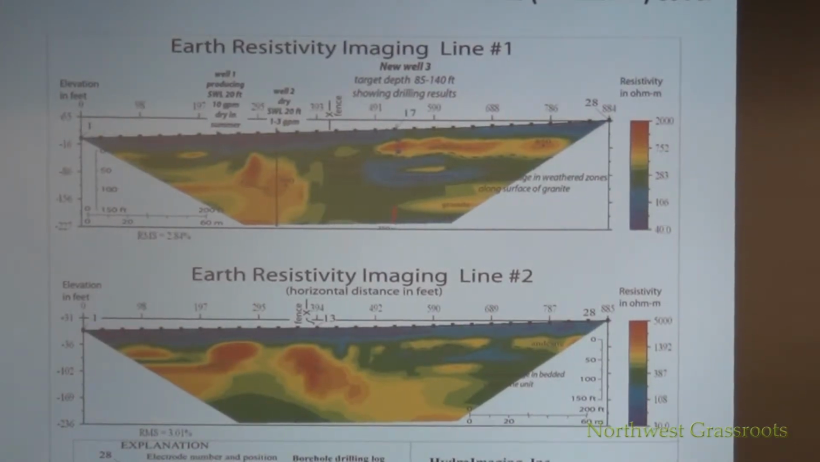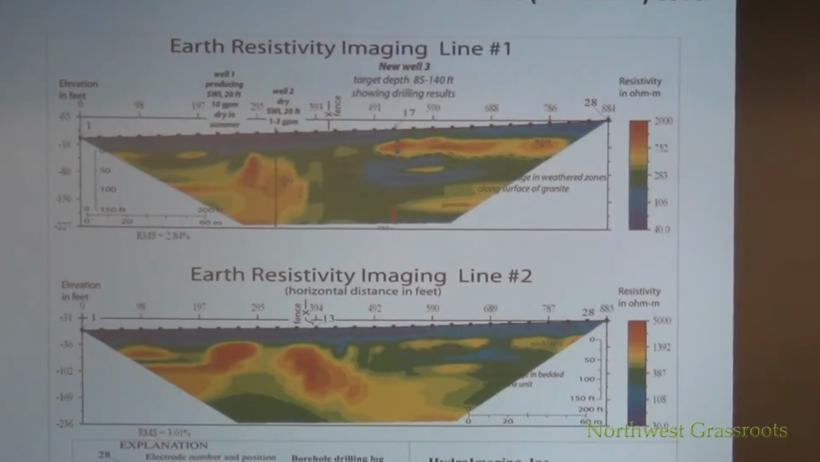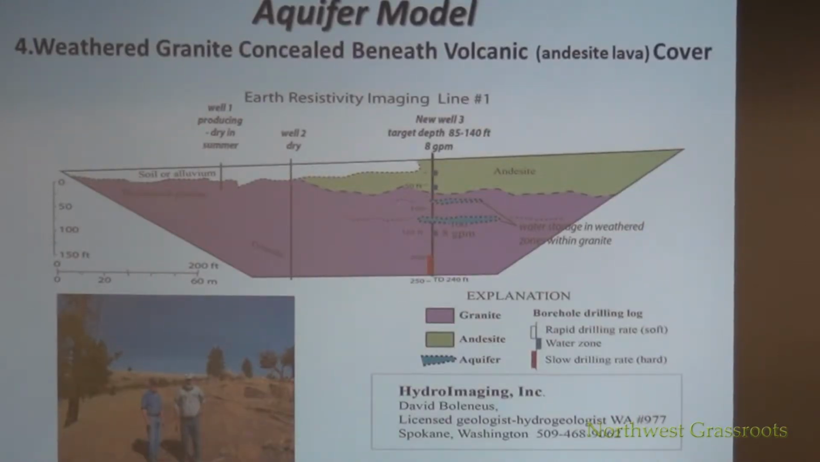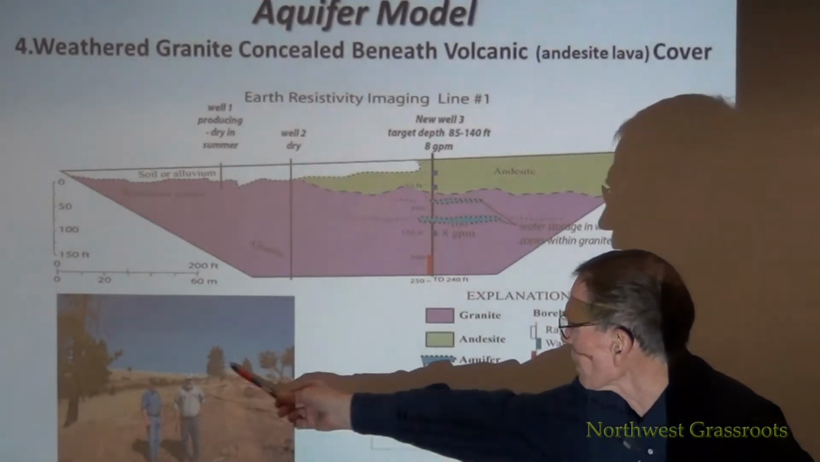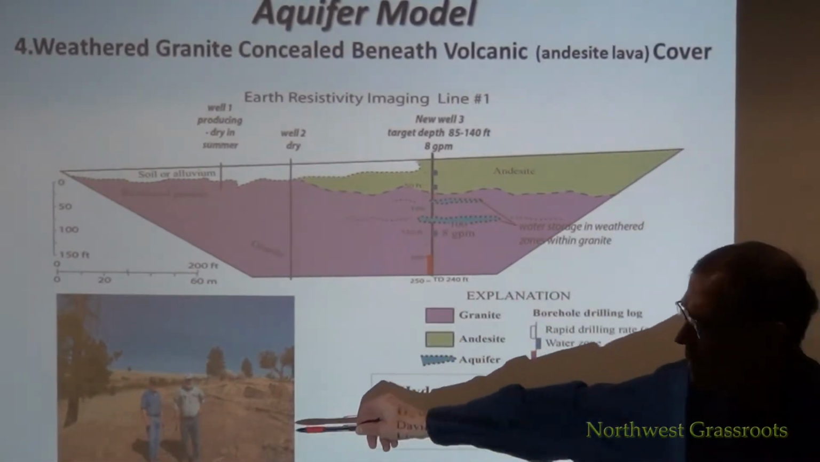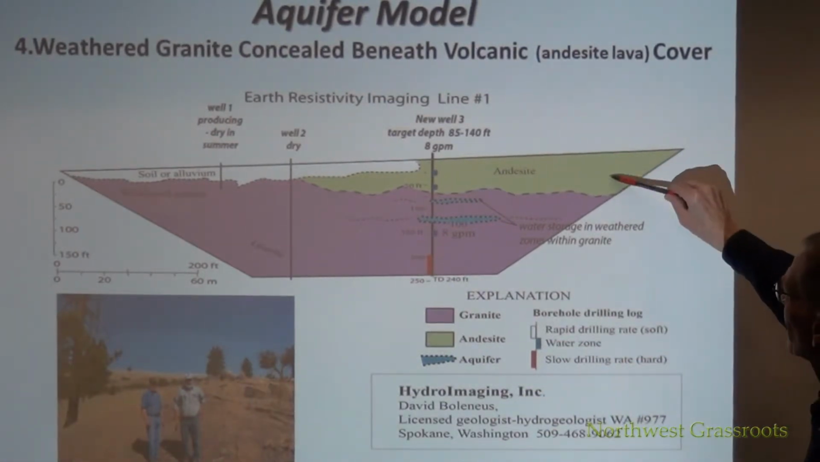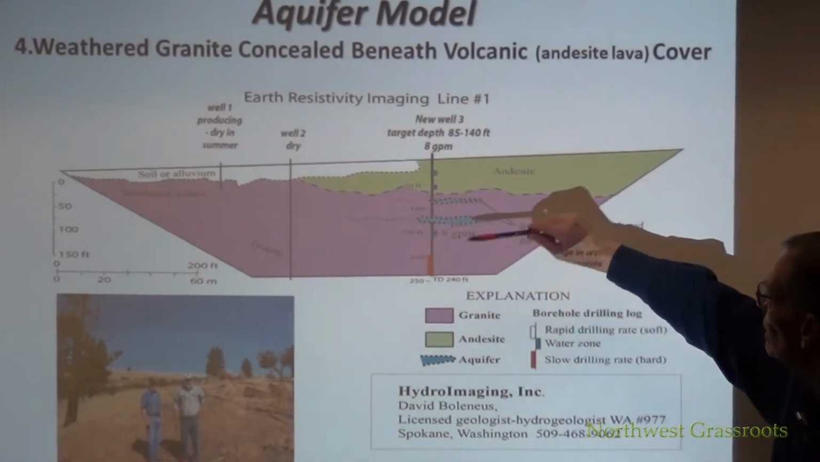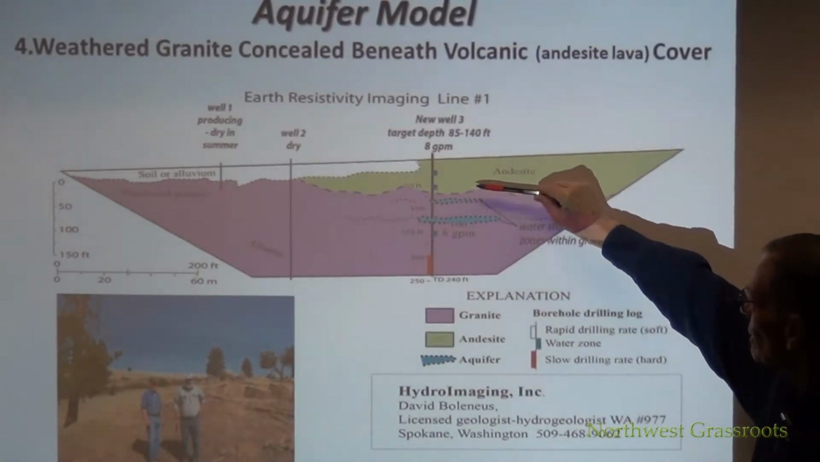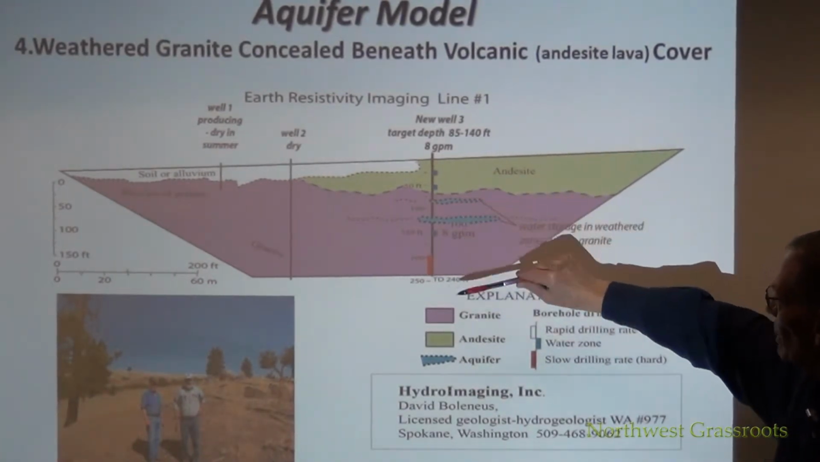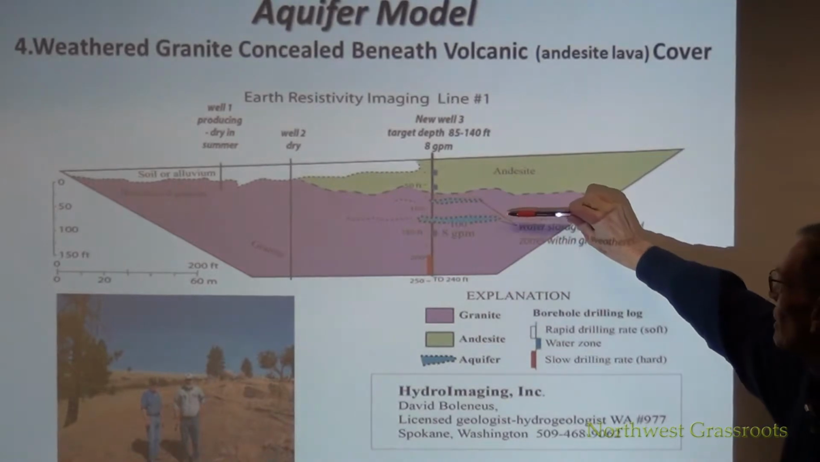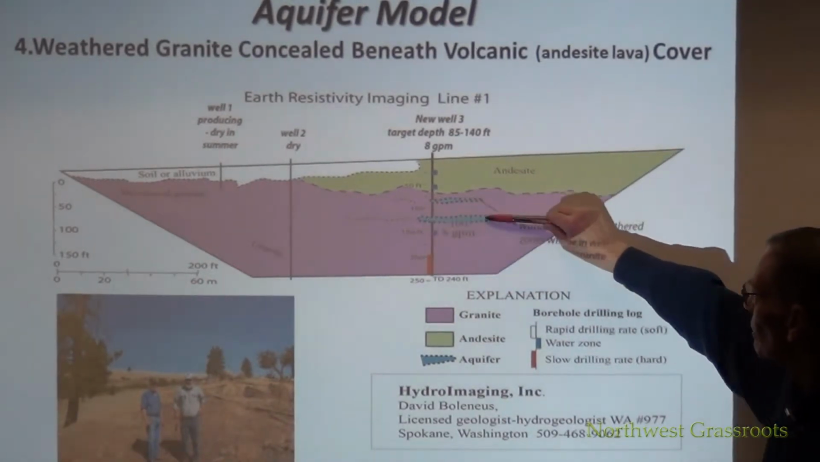Let's go to the next slide, because at the surface, see, Bob and Mike are standing on this knob right here, somewhat rounded. This knob turns out to be a lava-type rock called an andesite. So the green here is the andesite. And so the andesite was concealing the granite below that. The granite had been weathered. And that's the reason probably that the water was here.